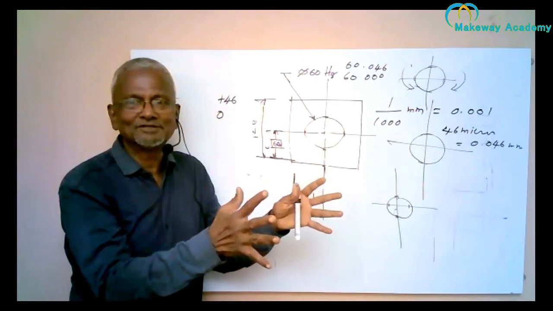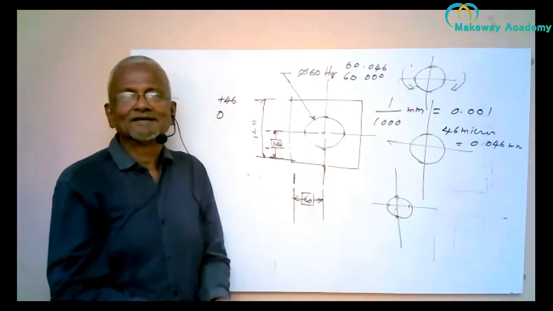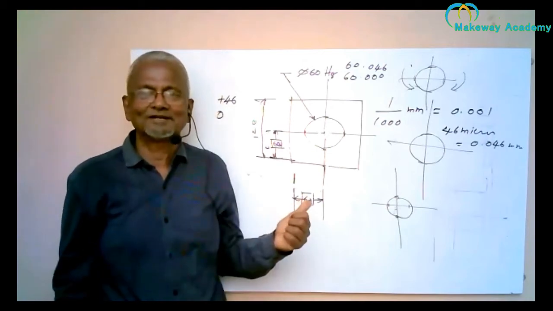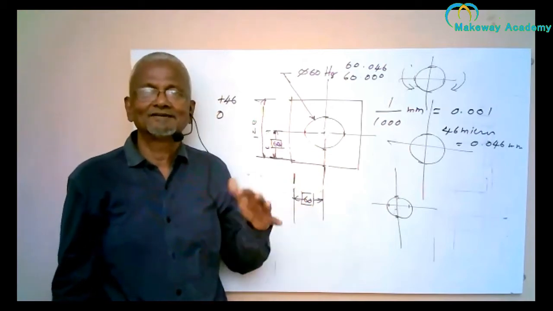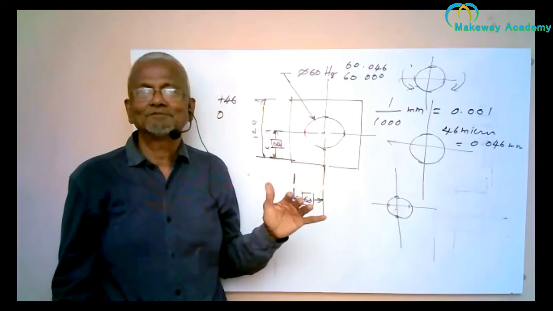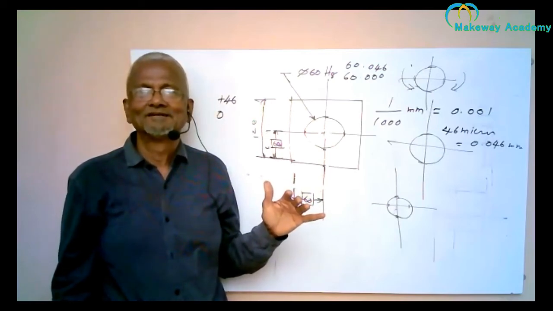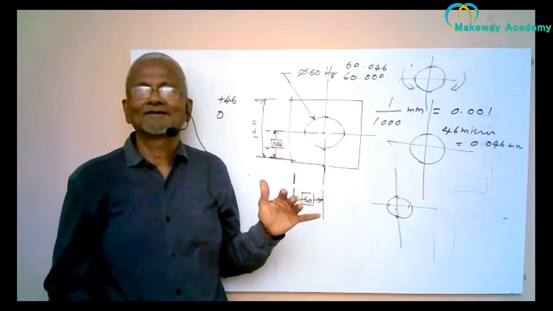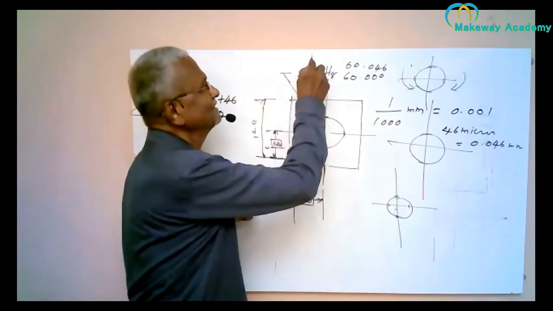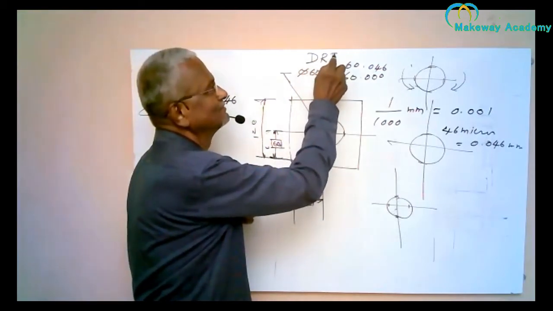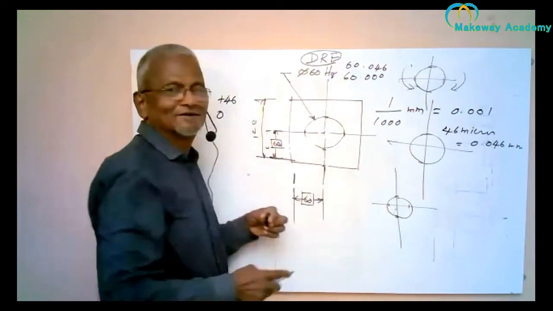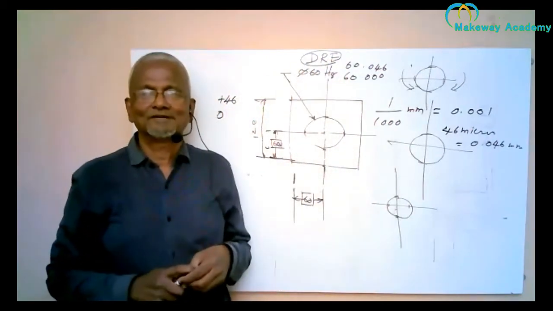The 3-plane system is generated in the CNC machine, and the part is machined. Once the part is machined, the inspector checks whether the part has been made as per drawing or not. Again, he also uses the same 3-plane system. The name of the 3-plane system is DRF. What is DRF? Datum reference frame.